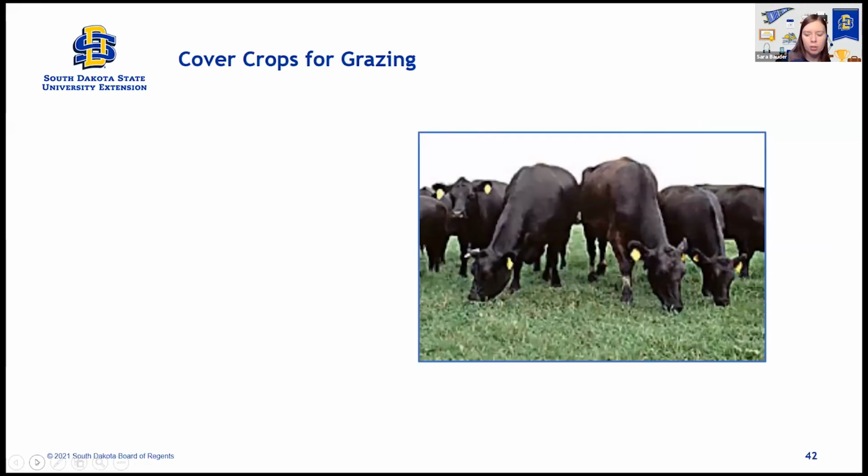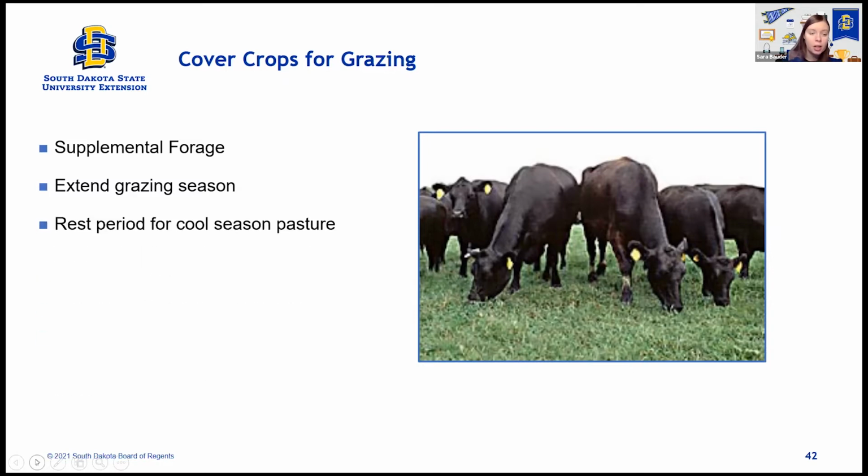So when we're talking about cover crops for grazing, getting a little bit more into the forage side of things, there's a few reasons we want to do this, right? Supplemental forage is the big one. Extending our grazing season into the fall is a really great, popular option, and cover crops provide an awesome way to do that. It gives a nice rest period for our cool season pastures, especially on the east side of the state.